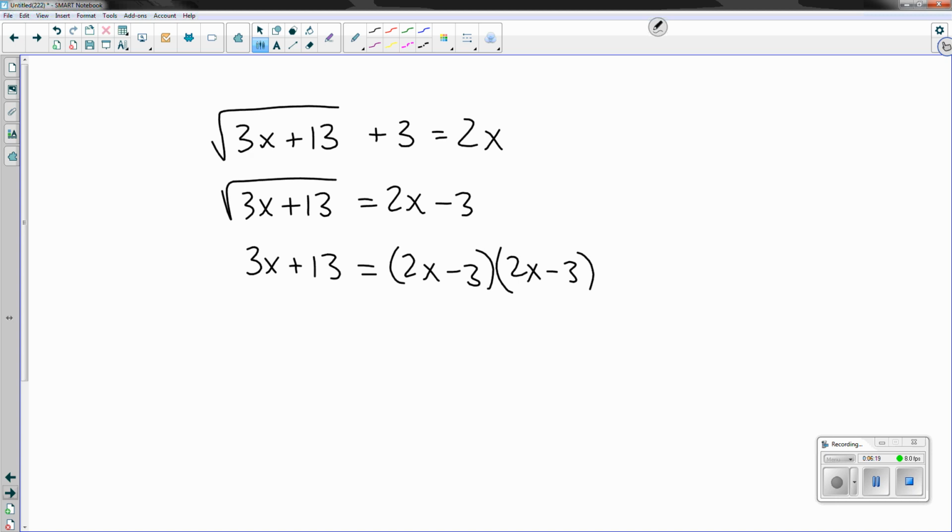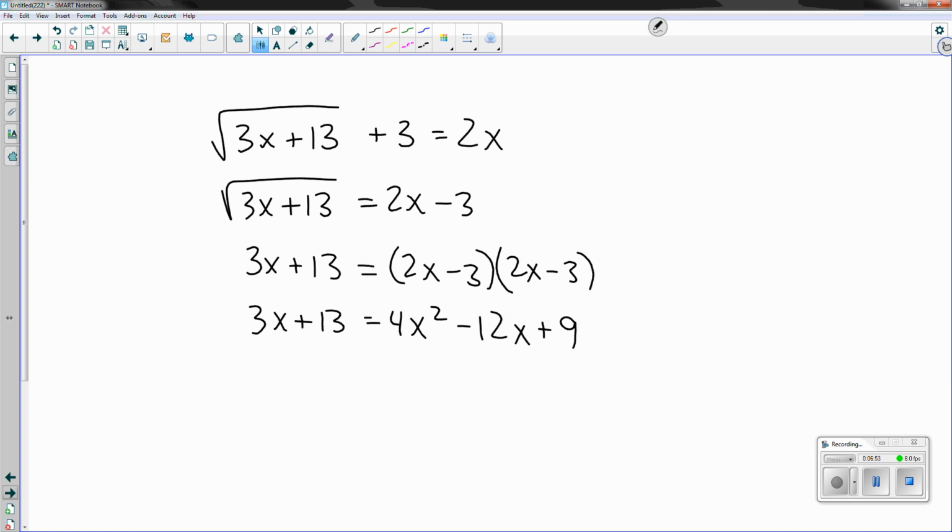So in the end, I do have to do this double distribution, but would you rather do it with expressions that don't have radicals or with expressions that do have radicals? So by moving the 3 to the other side, we can do the distribution without the involvement of the square root, as would be the case if I squared both sides right from the get-go. We're going to get 4x squared minus 12x plus 9.